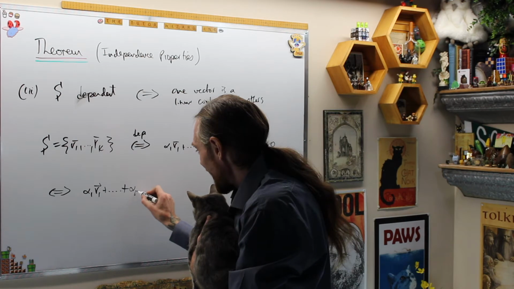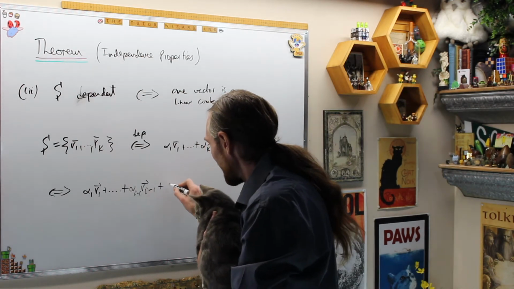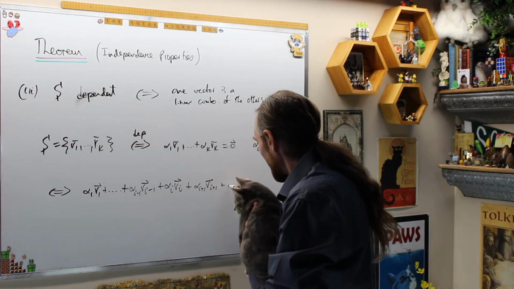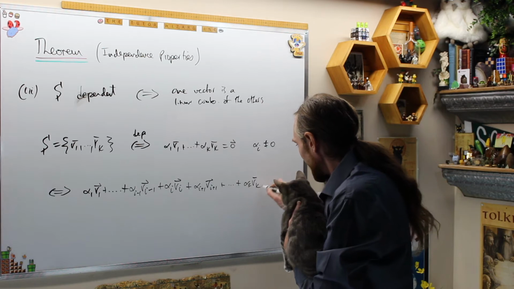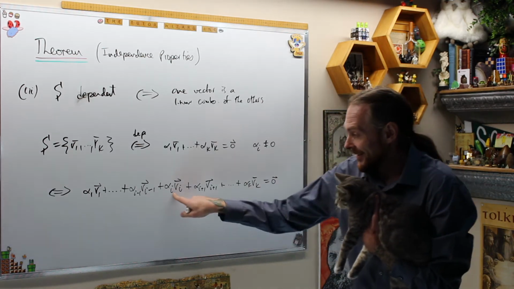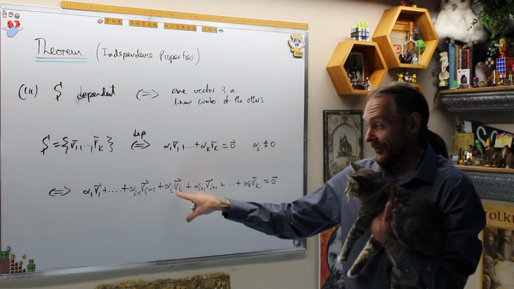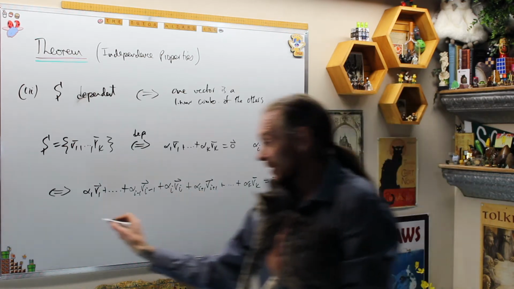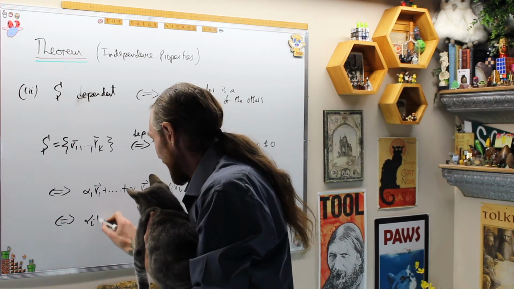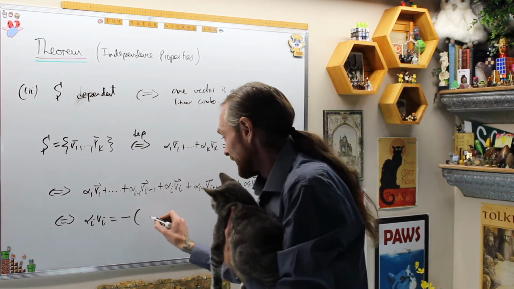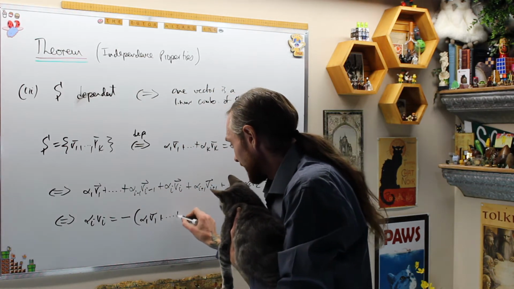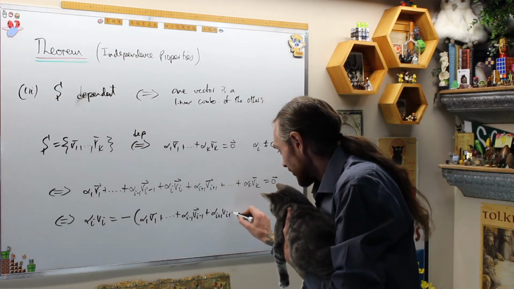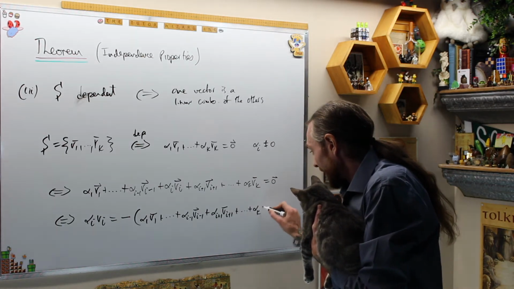So I'm going to do alpha I minus 1 vi minus 1 plus alpha I vi plus alpha I plus 1 vi plus 1 plus alpha k vk. This is the guy who's non-zero that I know. So what I'm going to do is solve for this one in terms of the other ones. And so this guy's coefficient is non-zero. So I'm going to write this as if and only if alpha I vi equals negative alpha 1 v1 plus ... alpha I minus 1 vi minus 1 plus alpha I plus 1 vi plus 1 plus ... plus alpha k vk.